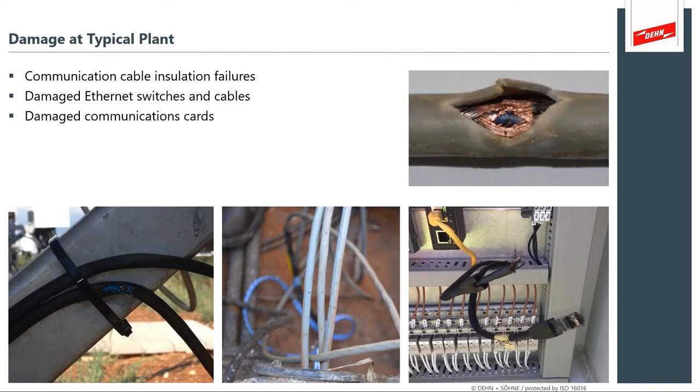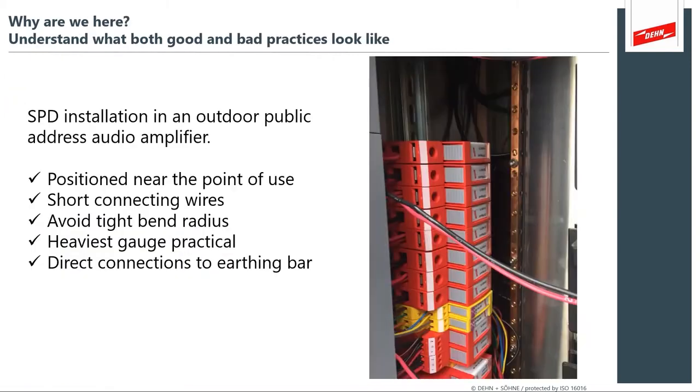So you have things that are obvious. You have wires that are burst. Here you can see things like the jacket being torn apart. You have connectors that are completely blown off their circuit boards. You have wires that are exploded. This is really important to help you understand why we're applying surge protection devices. So why are we here? To understand what good and bad practices look like.